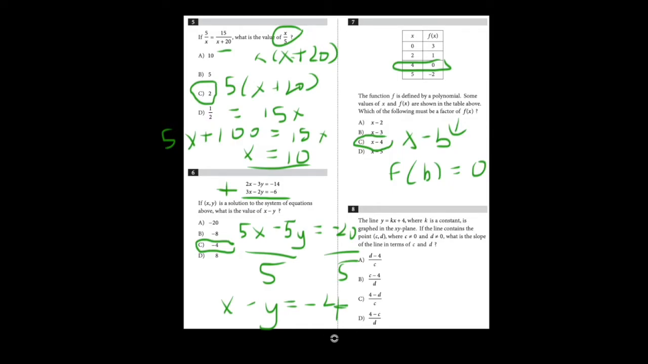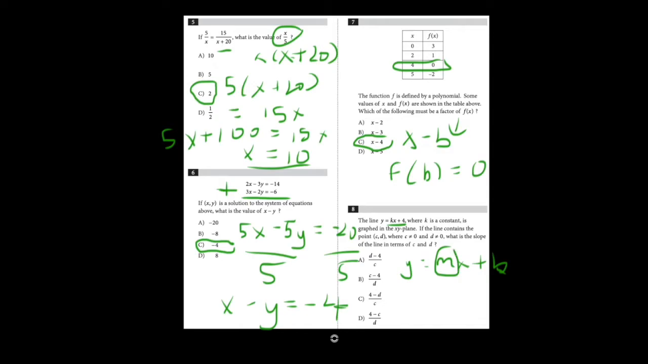Number 8, the line y equals kx plus 4, where k is a constant, is graphed in the xy plane. If the line contains the point c comma d, where c is not equal to 0 and d is not equal to 0, what's the slope of that line? They gave us the line in slope-intercept form. They gave us y equals kx plus 4. So we know when we write something in slope-intercept form, it's in the form y equals mx plus b.